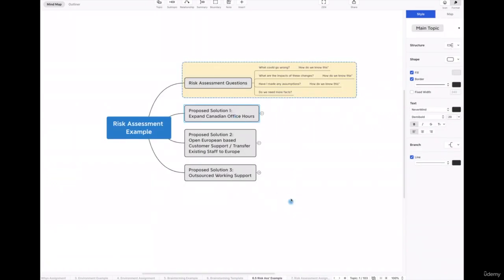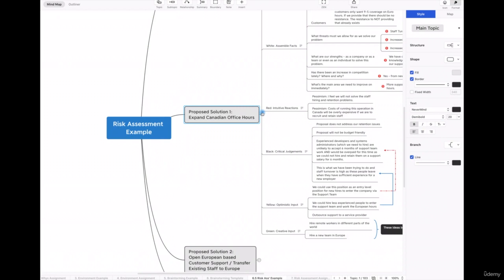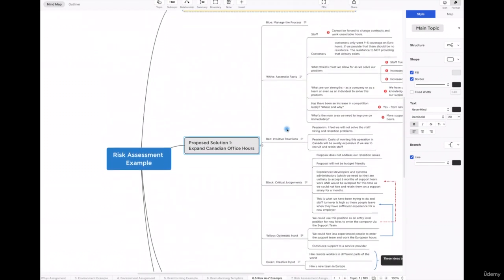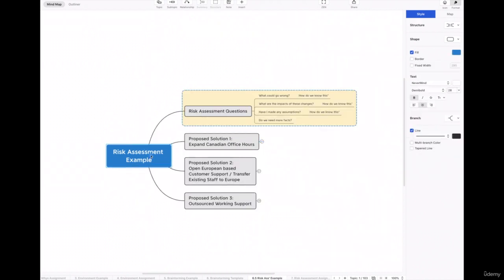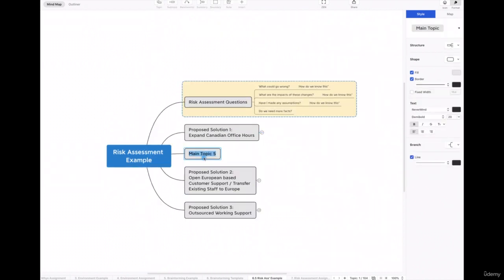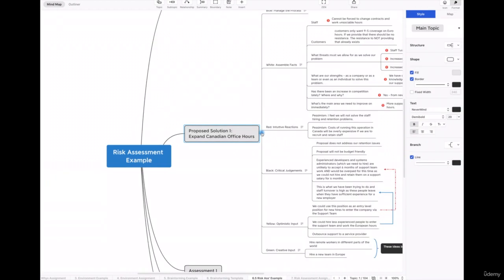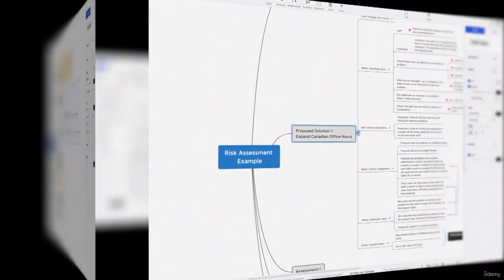Okay, here are my proposed solutions. I could put my feedback inside this node, the proposed solution node, but that's a little busy with all the input from the creative process. So I'm going to do assessment 1. If you wish, though, if you prefer to put your risk assessment feedback inside the same node as your brainstorming feedback, by all means do so.